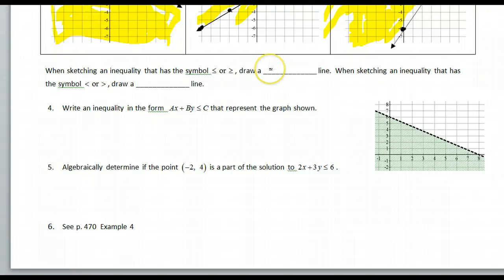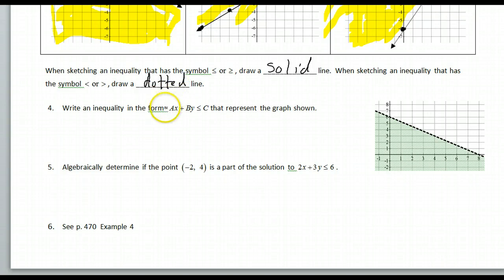Okay, to finish off, when sketching an inequality that has the symbol less than or equal to or greater than or equal to, draw a solid line. When sketching an inequality that has the symbol strictly less than or strictly greater than, draw a dotted line.